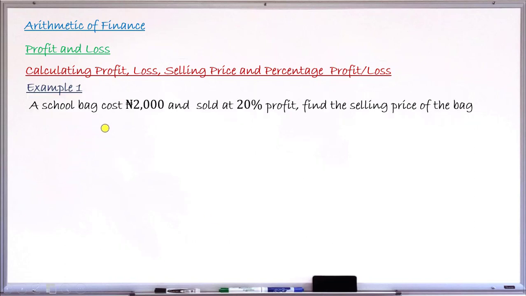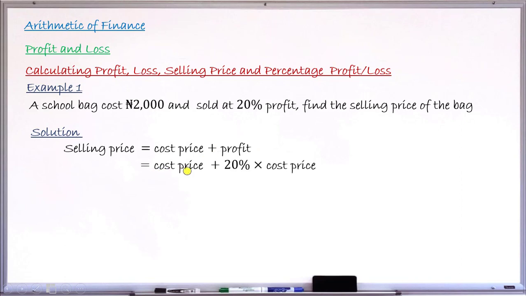Example number one: a school bag costs 2,000 naira and is sold at 20% profit. The question asked here is, find the selling price of the bag. Solution to this problem: the selling price of the item, what we are asked to find, will be given by this simple formula, cost price plus the profit. The cost price is 2,000, and the profit is what we are going to find now. So we now have cost price plus 20% of the cost price, because that trader wanted to make a 20% profit, and the percentage profit is a percentage of the cost price.